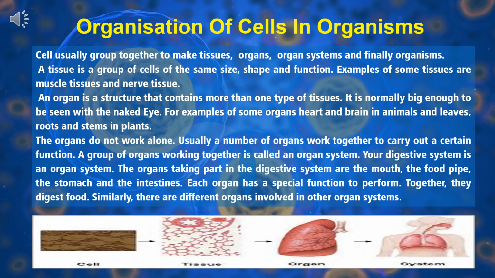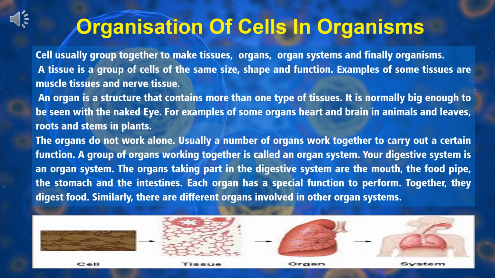Similarly, there are different organs involved in other organ systems. इसी तरीके से दूसरे organs हैं जो दूसरे organ system में होते हैं. So you can see this figure over down here. That cell, the basic unit cell, when many cells come together of the same size, same shape and same function, they form tissue. And when this tissue comes together, they form organ. And when different organs come together, they form the organ system. And when this whole organ system comes together, they form the organism.